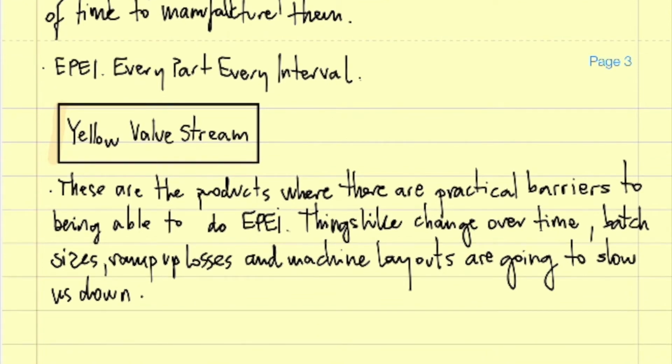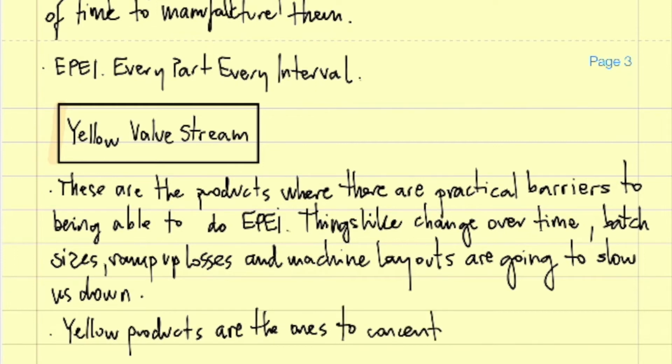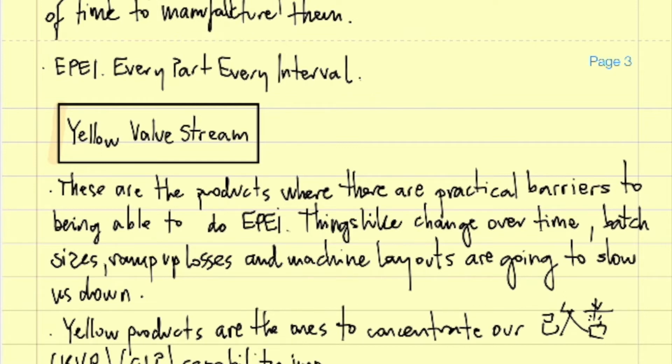Okay, so yellow products are the ones to concentrate our Kaizen or continuous improvement process, KVP, kontinuierlicher Verbesserungsprozess, capability improvements on, okay.